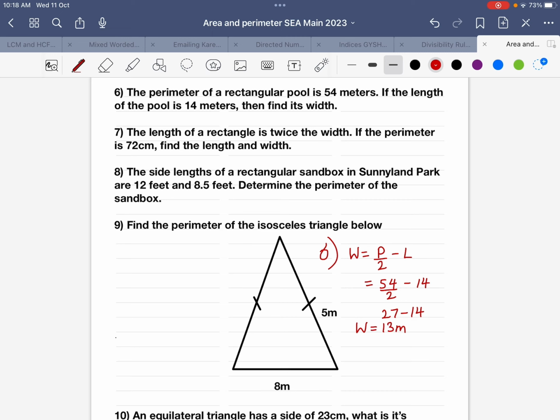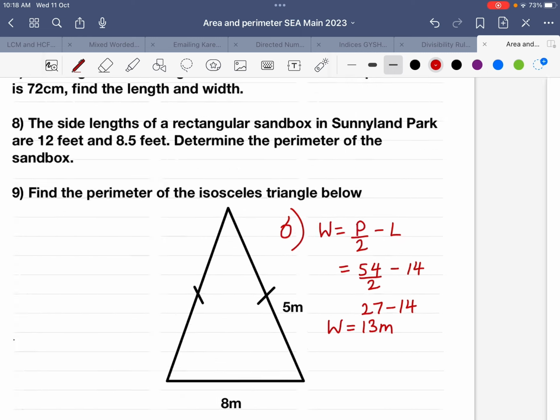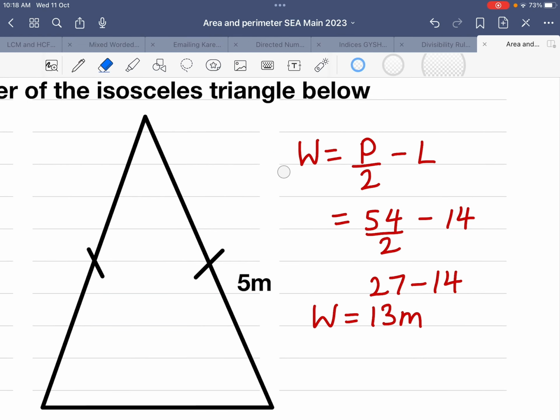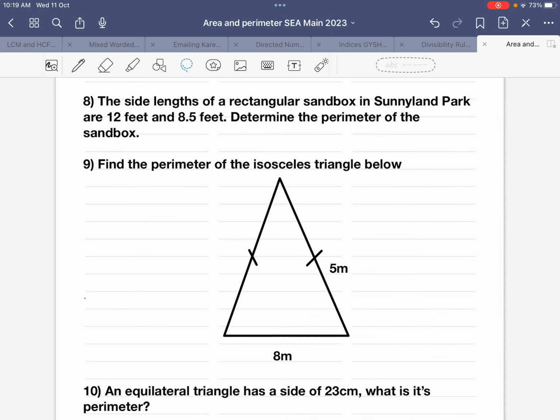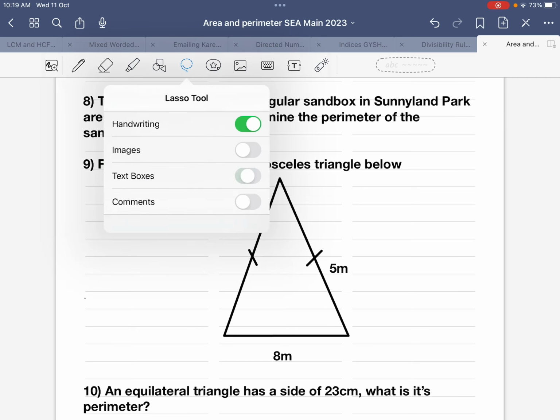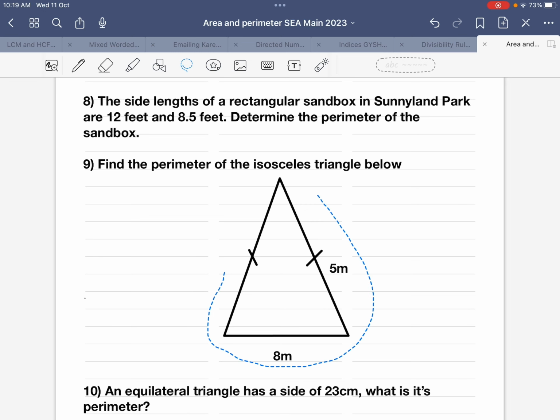Number 7. The length of a rectangle is twice the width. If the perimeter is 72 centimeters, find the length and the width. So for most students, this is a challenging question. This is the first time we are encountering this question in this worksheet. So we'll definitely work through this. So let's shift this triangle, so we can make some space right here.